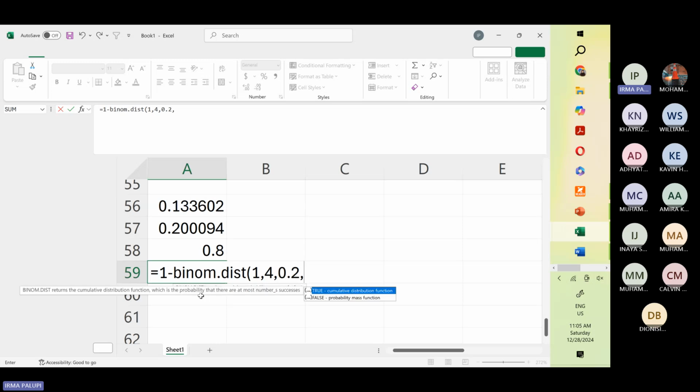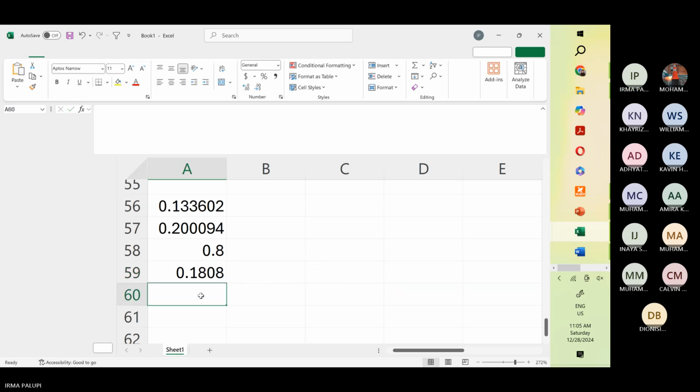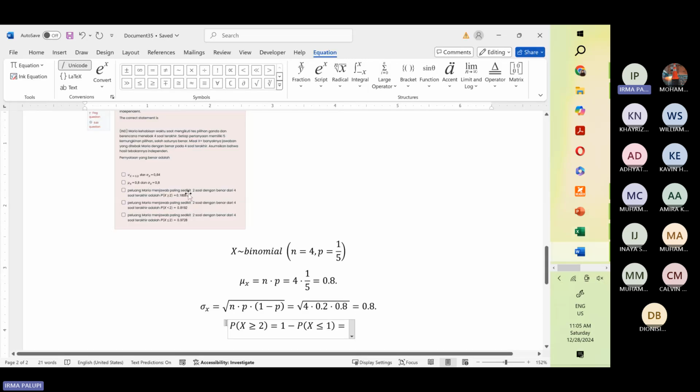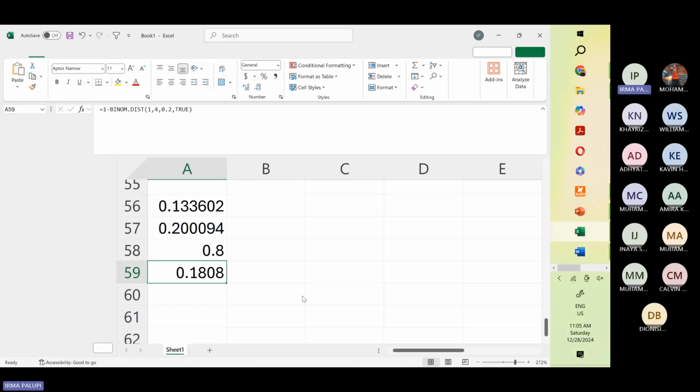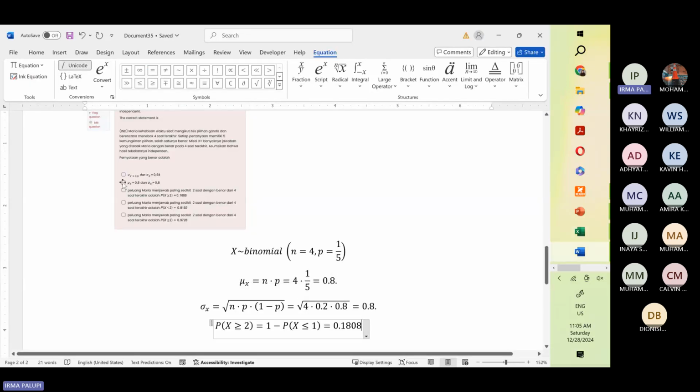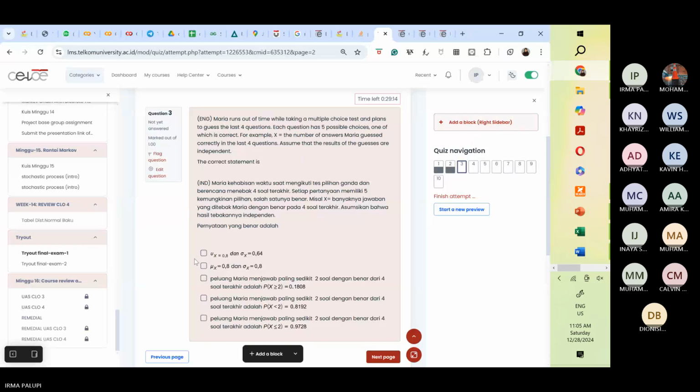And we want to find this, this is the answer, 1.180. So the correct answer is this one and this one. This is right, and this is right.